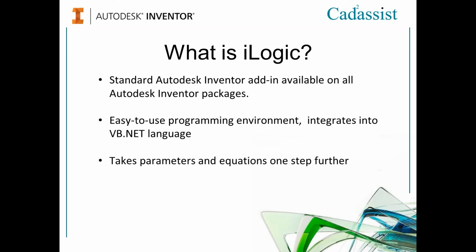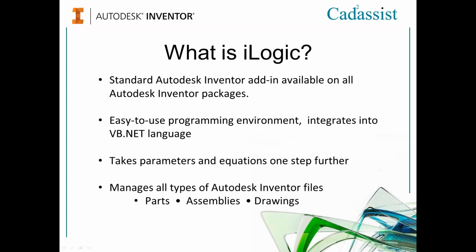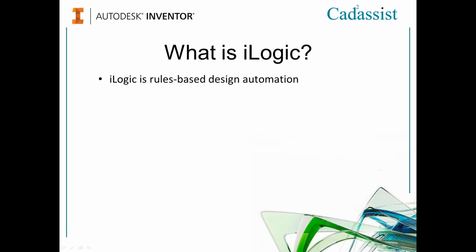And what iLogic allows you to do is take the design automation that you begin to incorporate into your Inventor models through parameters and equations, and take that automation one step further by adding logic and decision making and intelligence to your designs. iLogic manages all types of Inventor files, so parts, assemblies, drawings, and environments. And again, iLogic is a way for incorporating your design rules into your models.